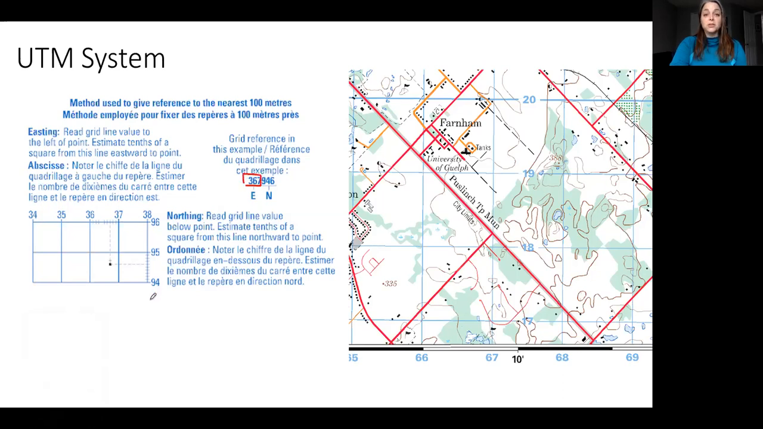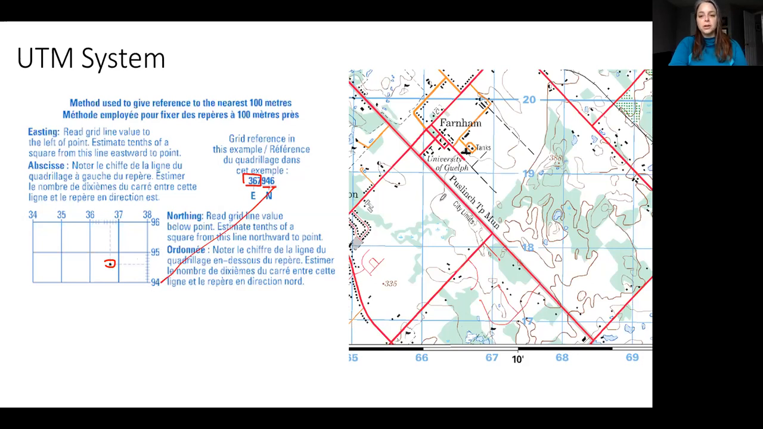And then the next part is going from the bottom of the map to the top. So we use our northing values, and we're starting at 94, 94.1, 94.2, 94.3, 94.4, 94.5, 94.6, and we read across. And that gets us to the appropriate northing from our map here. So we write down 94, and then it's 6/10 of the way through this square.